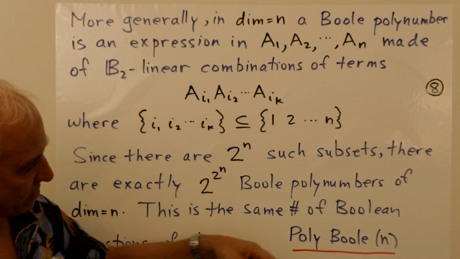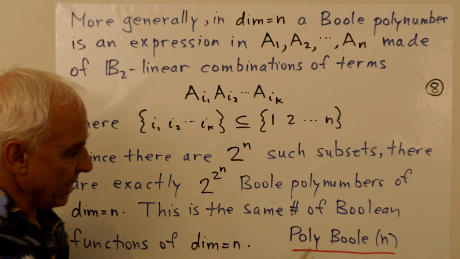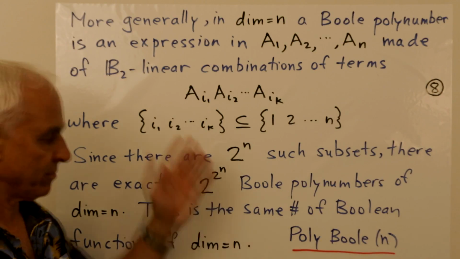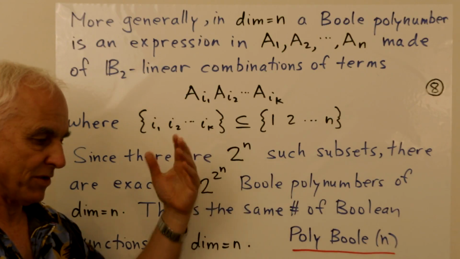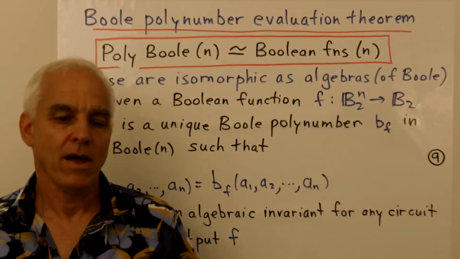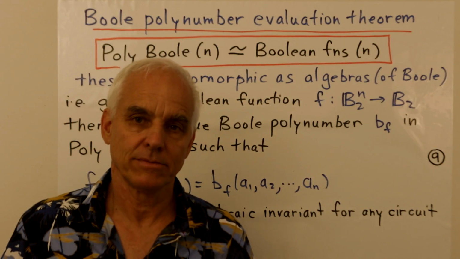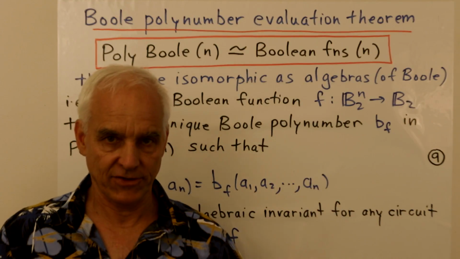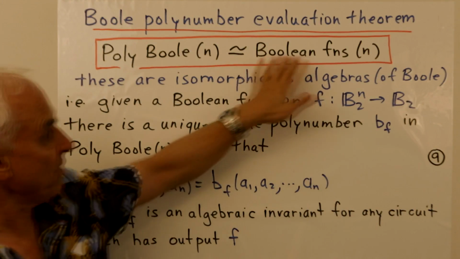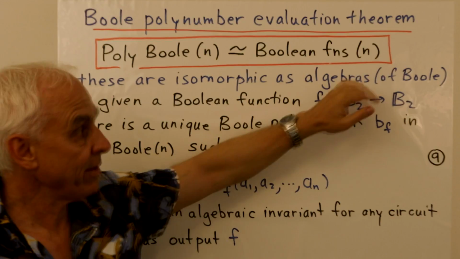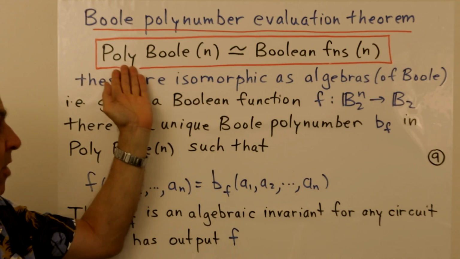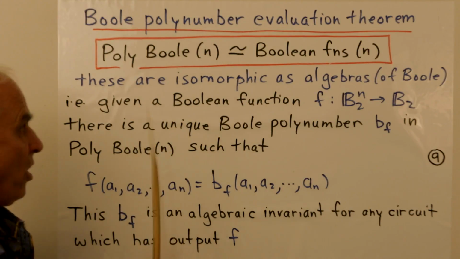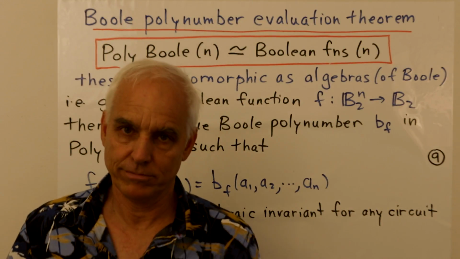If we want to talk about the things of dimension n, we might say polybool n. Okay, that represents things of dimension n. So when n is 3, those are the ones we were talking about already. And now we come to a happy result that brings together these 2 central objects in our analysis. The objects are the Boolean functions of dimension n and the Boole polynumbers of dimension n. And we might call this the Boole polynumber evaluation theorem.